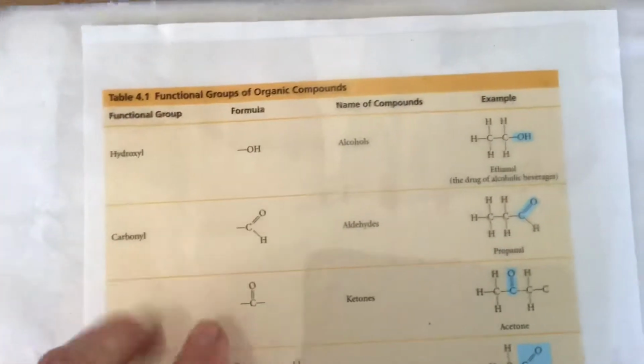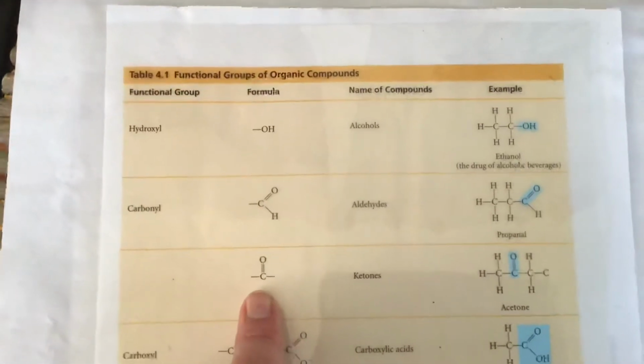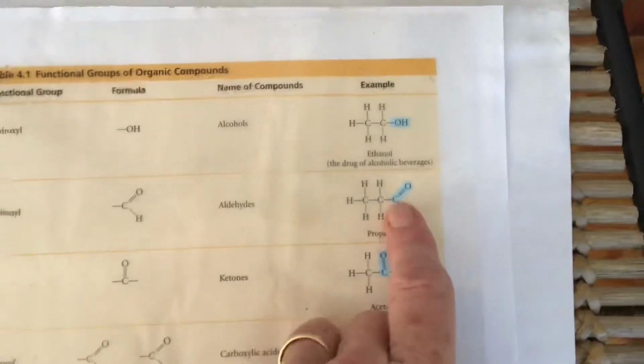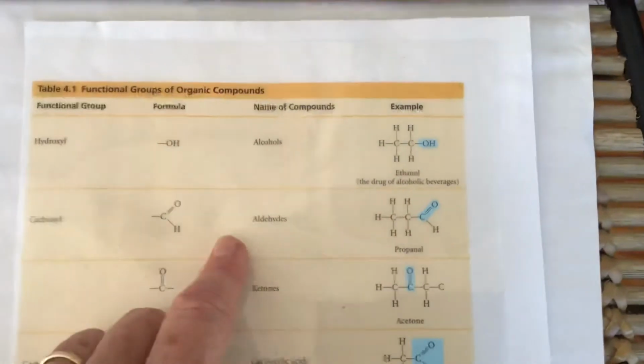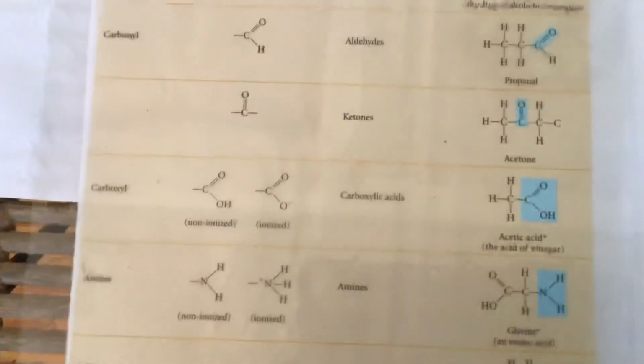Then you can also have what they call a carbonyl. A carbonyl is a double bonded oxygen, and you can have it either in the middle of a molecule or at the end. If it's at the end, it's an aldehyde. If it's in the middle, it's called a ketone. All right.